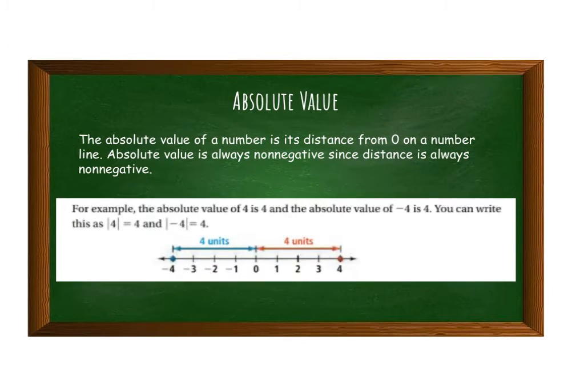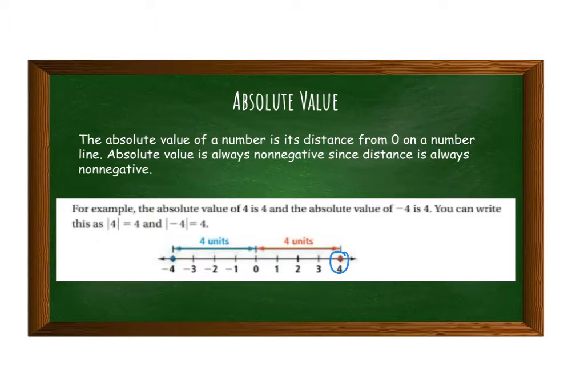Absolute value. The absolute value of a number is its distance from 0 on a number line. Absolute value is always non-negative since distance is always non-negative. Again, like I say always, you can't run a negative 100-meter dash, okay? You are running a 100-meter dash. Your distances should always be positive. So what absolute value is, it's the distance from 0.